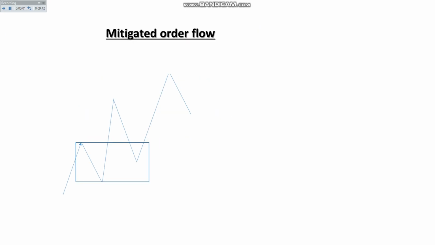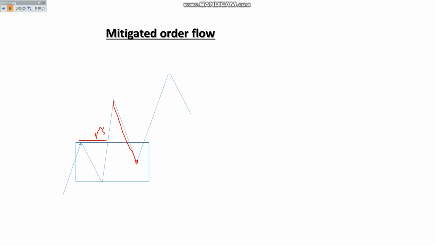So guys, here we have mitigated order flows. In a mitigated order flow, what do we mean? We mean that the market, after breaking this order flow, and we have a bullish order flow here, the market came back and tested this order flow.